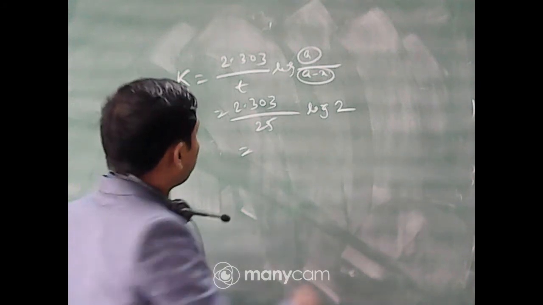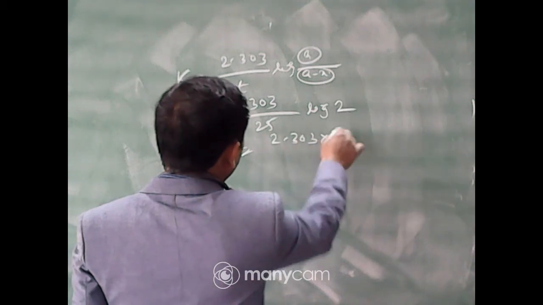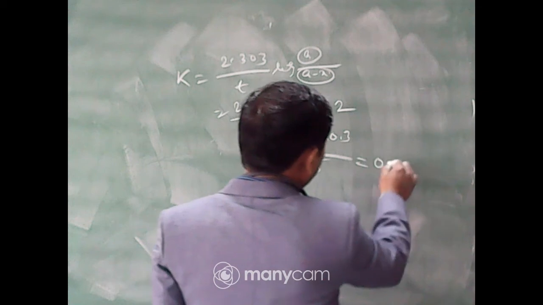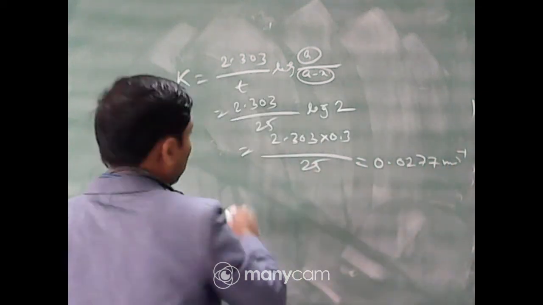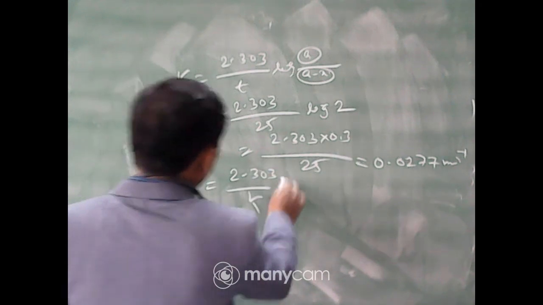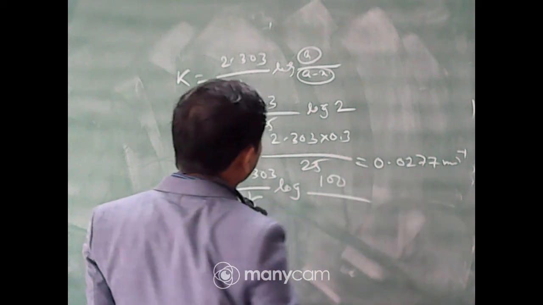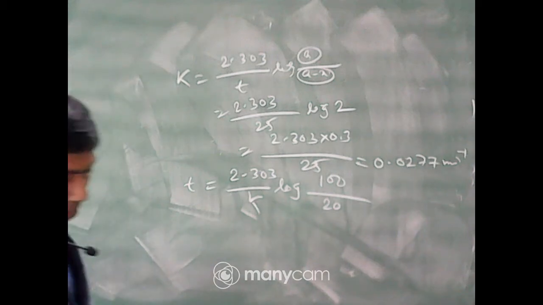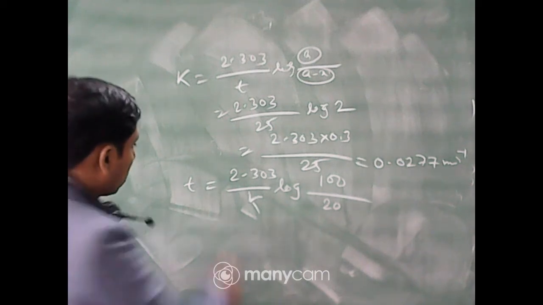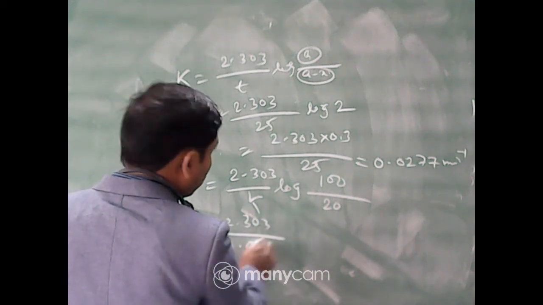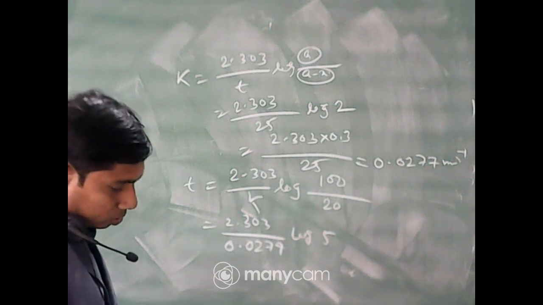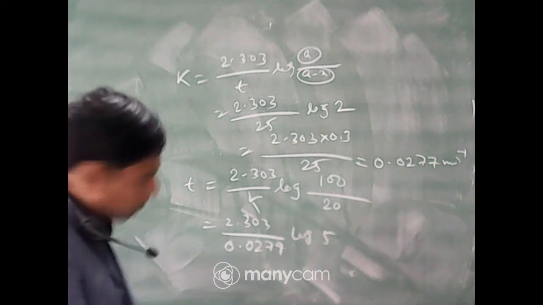So from there K, log 2 is 0.3. So, 2.303 into 0.3 by 25 is about 0.0277 minute inverse. Now, the time required for 80% completion of the reaction. Now, t equal to 2.303 by K log of A by A minus x. So, A equal to 100 and A minus x equal to 20, for 80% complete. So, it is equal to 2.303 by 0.0277 log 5. Now, this will give the value of near about 58.11.